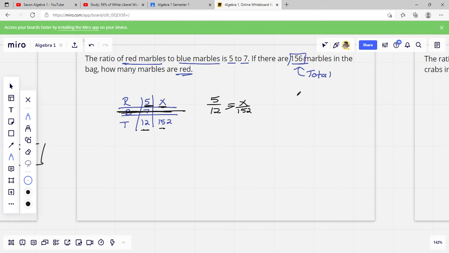All right, now I just have to cross multiply. So I'll have 12X equals 5 times 152. Remember, use your calculator for this. 5 times 5 is 25, 26, 5, 6, 7, 760. And then I'm going to divide by 12.